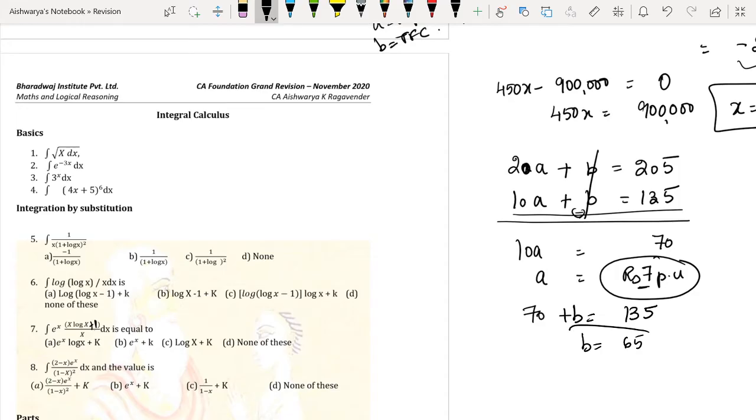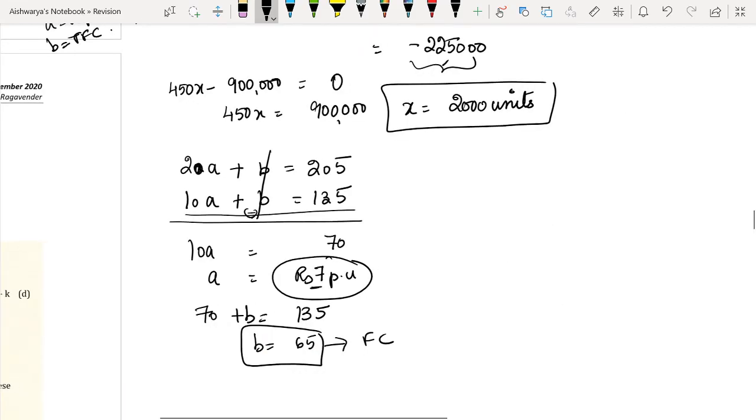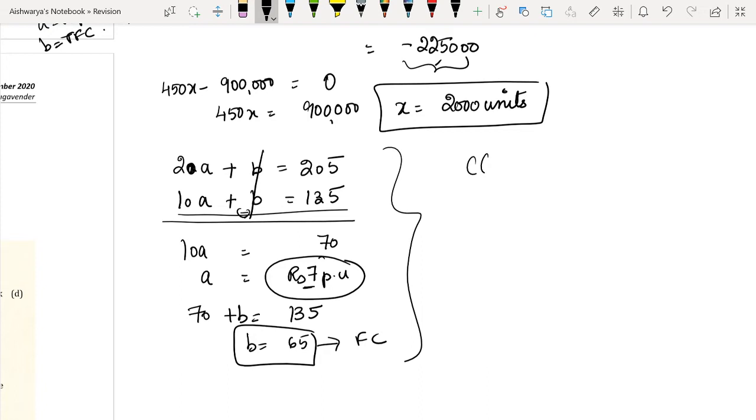Now that you have arrived at your variable cost and fixed cost, arriving at the cost function is nothing but variable cost of X plus fixed cost. Variable cost is this 7 rupees per unit into X, okay, plus fixed cost is 65. This is called the cost function.